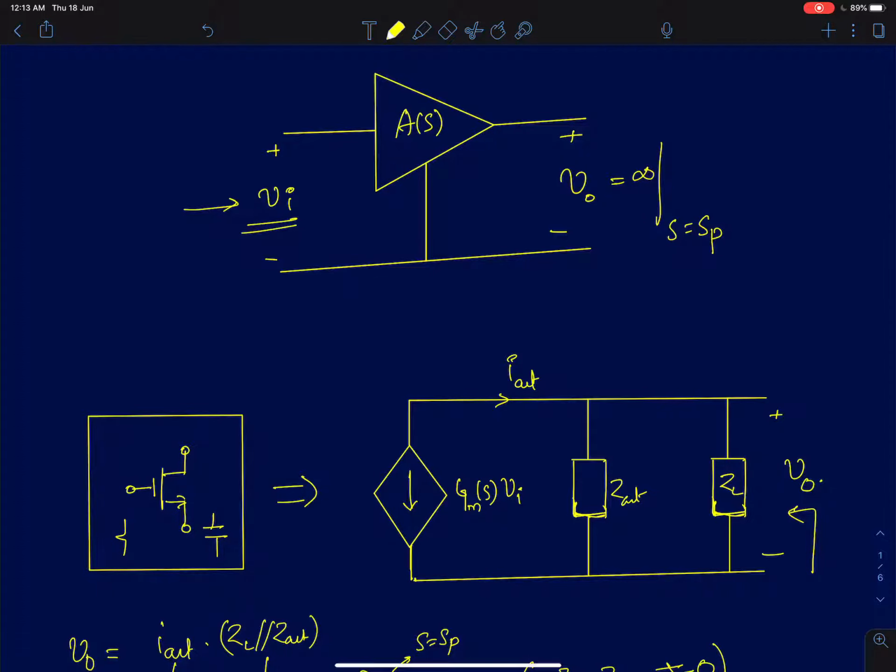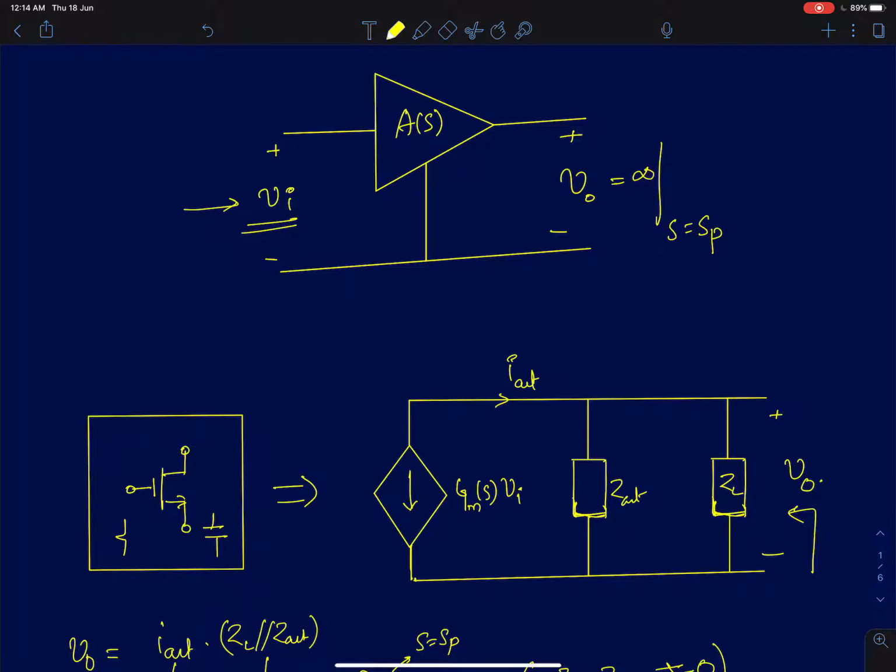Hi everyone. In the previous lecture, we discussed how to find zeros in MOS based amplifiers using some intuitive methods. Now in this lecture, in a similar way, we will try to derive some simple intuitive conditions using which we can find poles in MOS amplifier circuits. So we'll start with the definition of a pole.